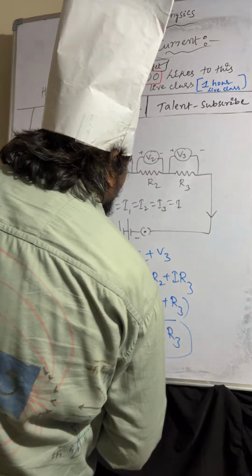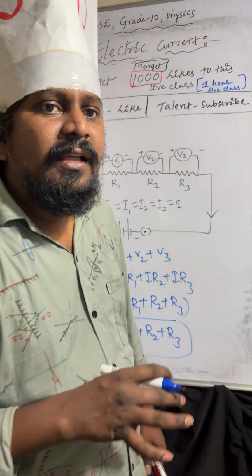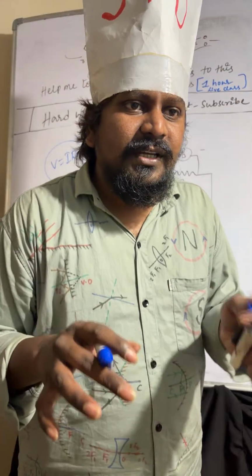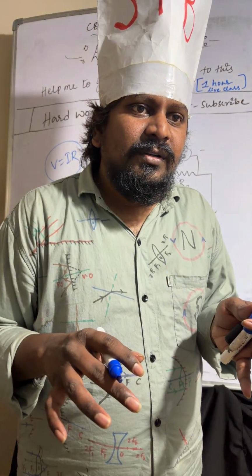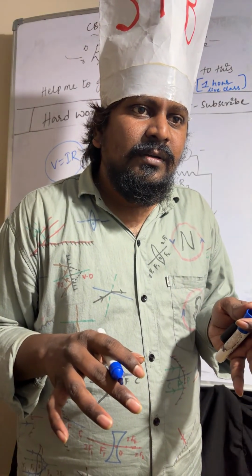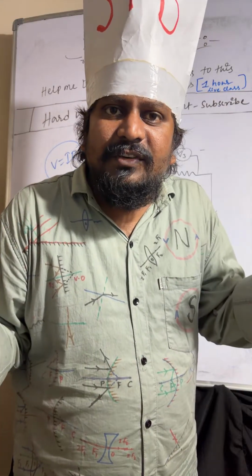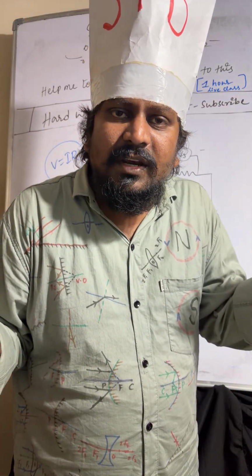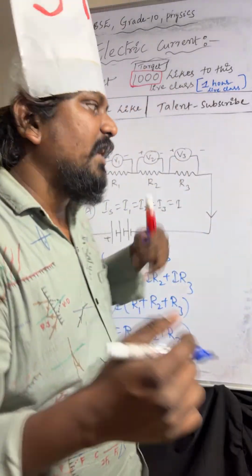If n number of resistors are connected in series combination, then Rs equals nR.